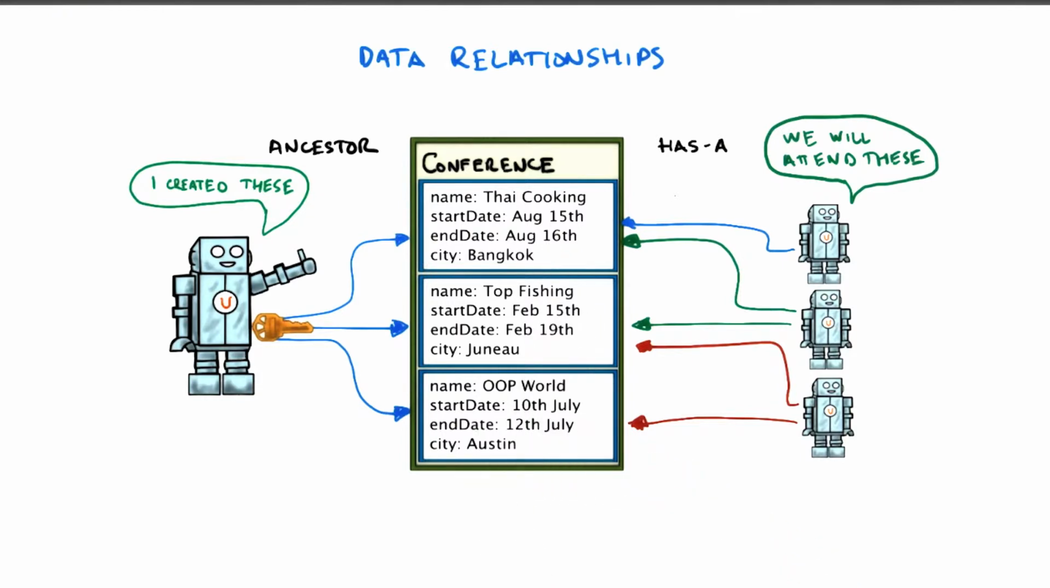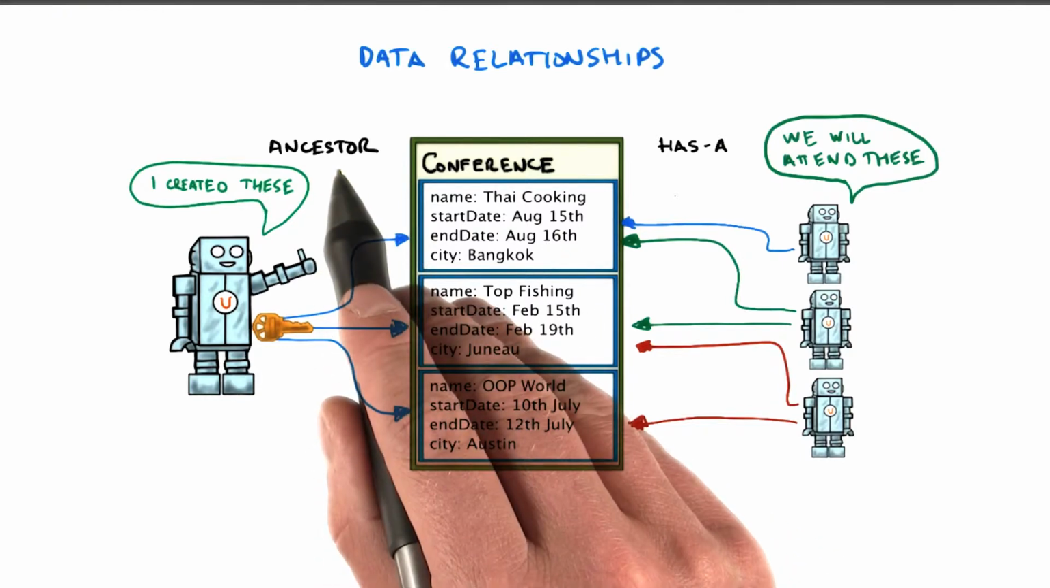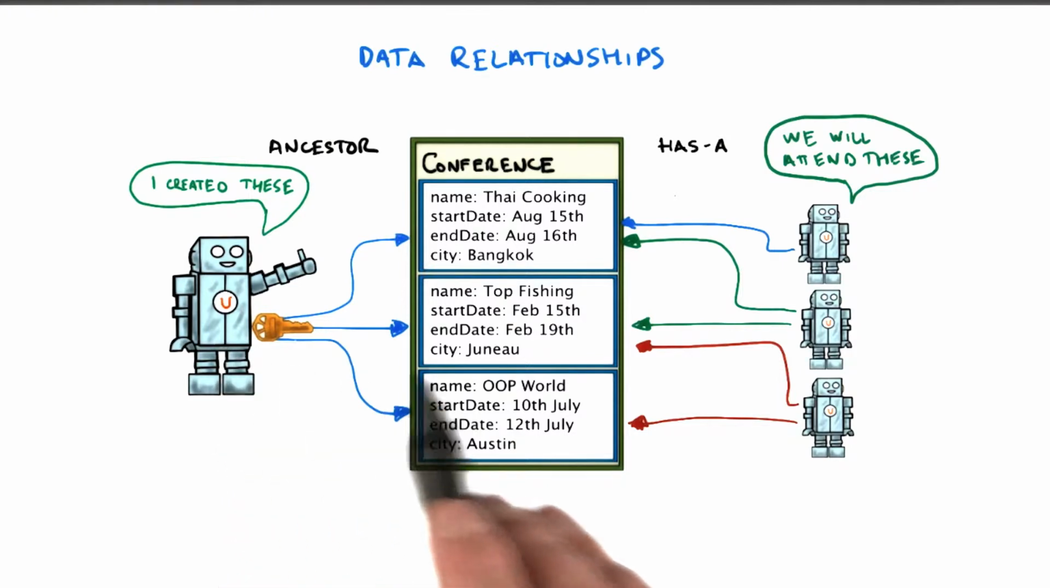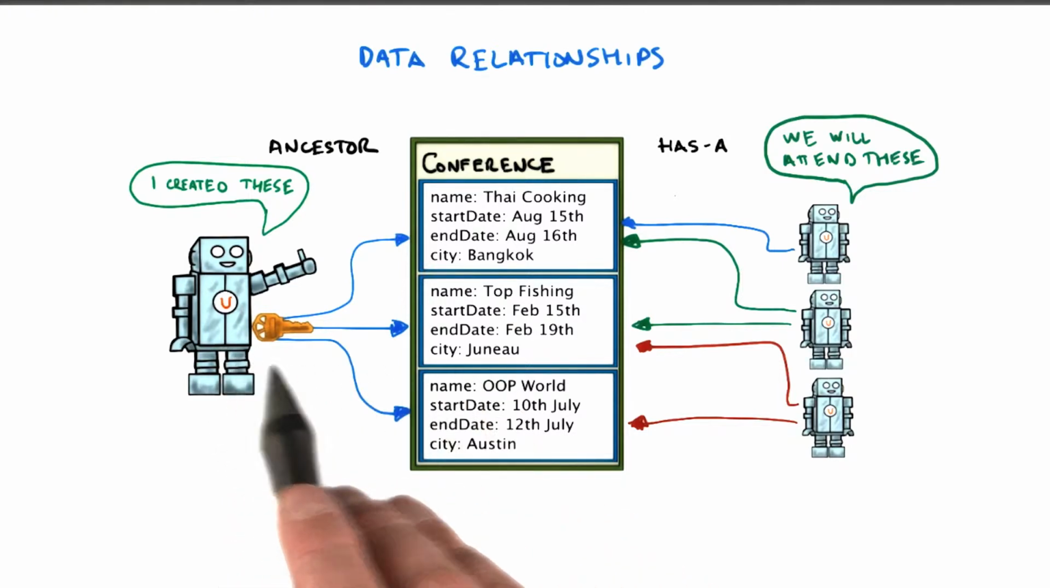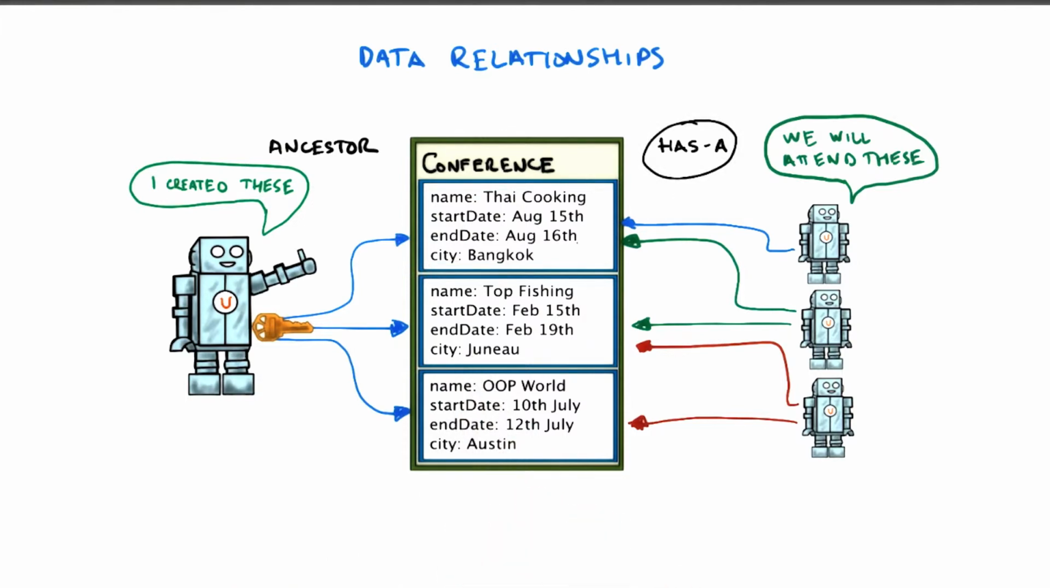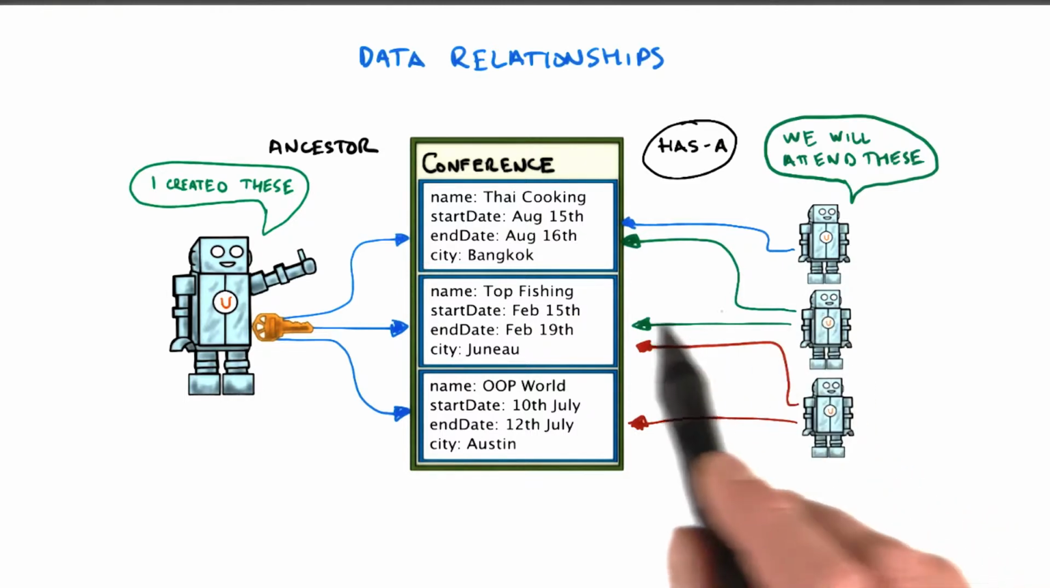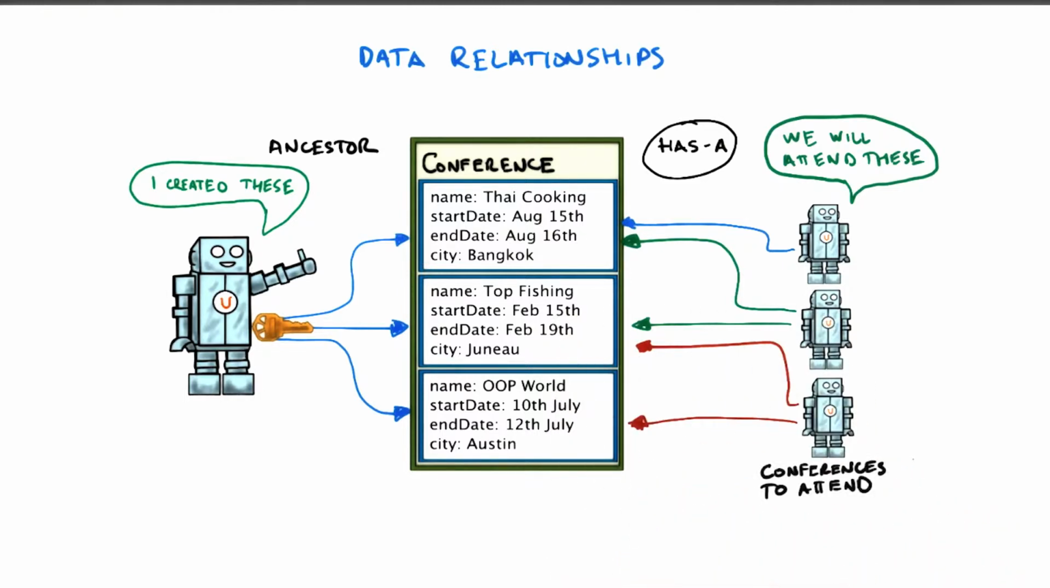As you may recall, we previously introduced an ancestor relationship between a profile and conference, where the profile that created the conference was the ancestor to the conference. We will now introduce a has-a relationship between profile and conference, where each profile entity will have a list of conferences they will attend. We will call this property conferences to attend.